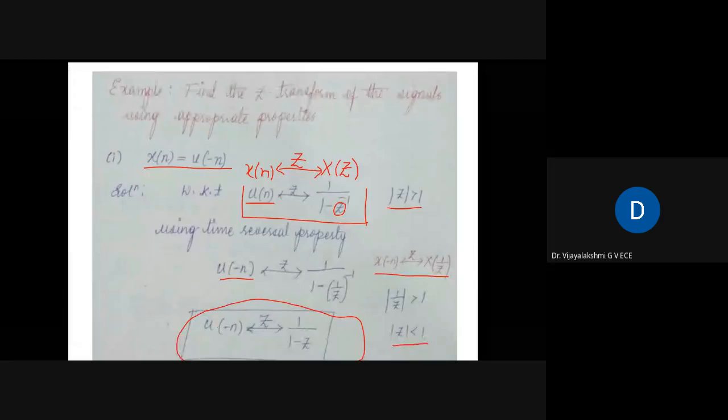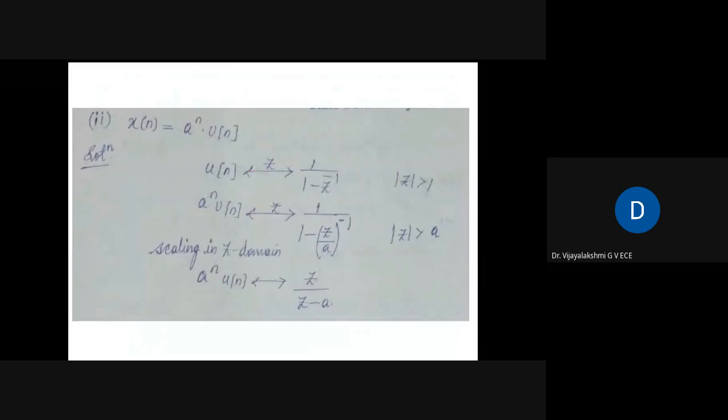So we have found out the Z transform of u of minus n without going for the normal approach. We just used the property, so you have reduced the number of steps. Is this clear? That is how you use the property appropriately. You have to just understand what signal is given to you. Let me take one more so that you can understand in a better way.